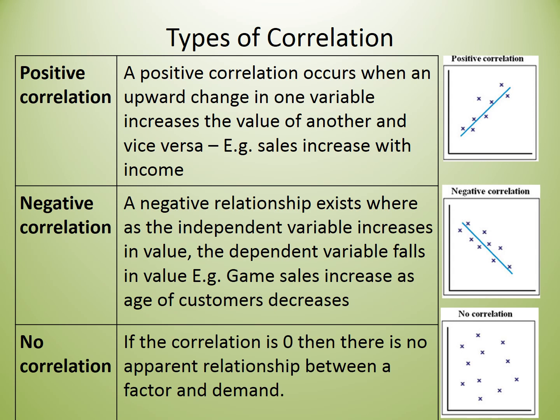Negative correlation could exist where the independent variable increases in value and the dependent variable falls in value. It could be the number of computer games against age. The older you are, the fewer computer games you would buy. And then there might be no correlation. If the correlation is 0, then there is no real relationship.